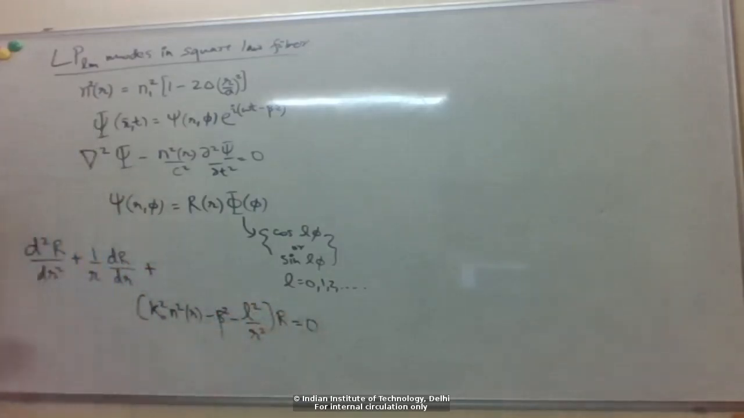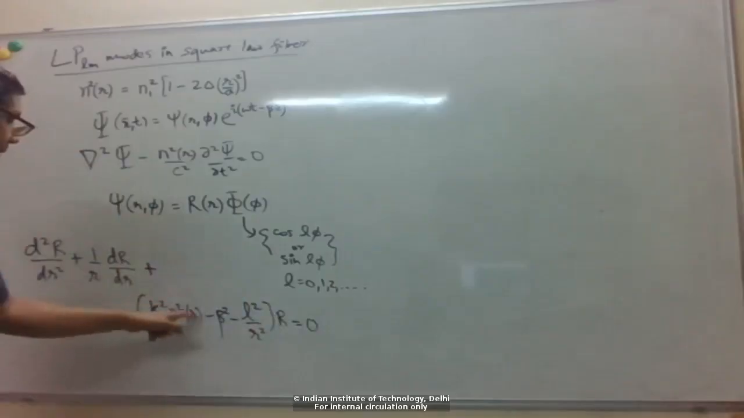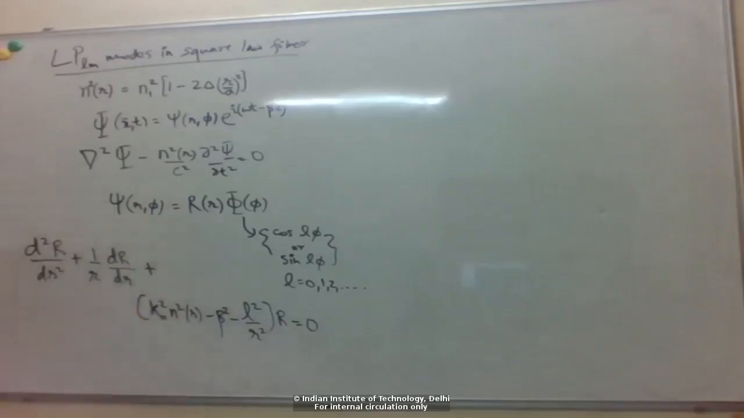So the radial part looks like that. It's the same as the step index fiber, except this was a constant in the step index fiber, n1 or n2, depending on core or cladding. But here this is a function of r. That's the only difference. So there is a question. We'll see the relation between TEM and LP modes.